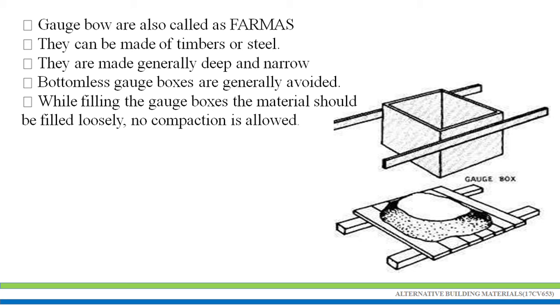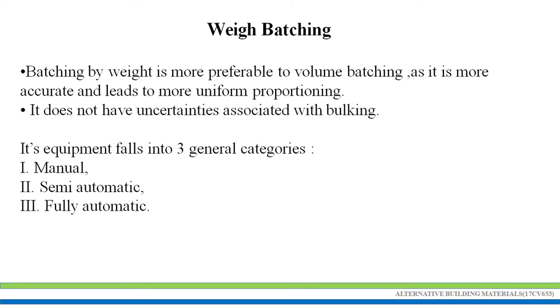It is generally deep and narrow. Bottomless gauge boxes are generally avoided. While filling the gauge boxes, the material should be filled loosely. No compaction should be allowed. That is very important. While taking the material, you should not give any compaction. It should be placed loosely. So that is called volume batching.